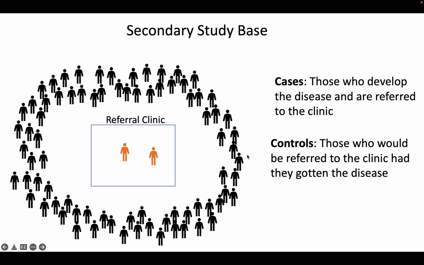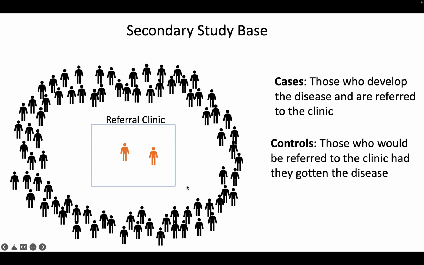Controls are those who would be referred if they get the disease, and that's sometimes hard to wrap your head around. Let's just say this is the best gastroenterologist in the province or something. People might travel pretty far to go to that, and it's hard to say, if this person here were to get the disease, would they be referred there or would they be referred elsewhere.